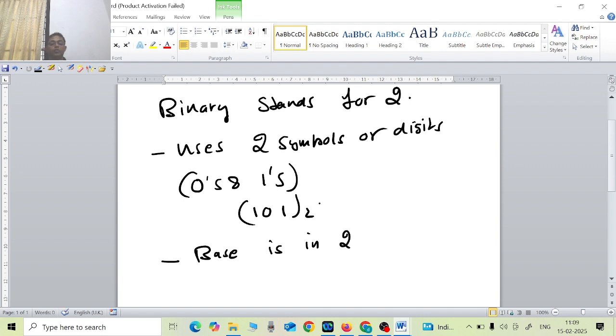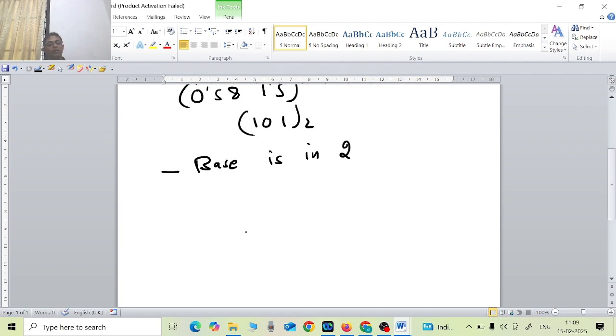Okay. So we will see a binary number example. This is an example for a binary number. This position stands for 2 raised to 0. This position is for 2 raised to 1. This position is for 2 raised to 2, and this position is for 2 raised to 3.